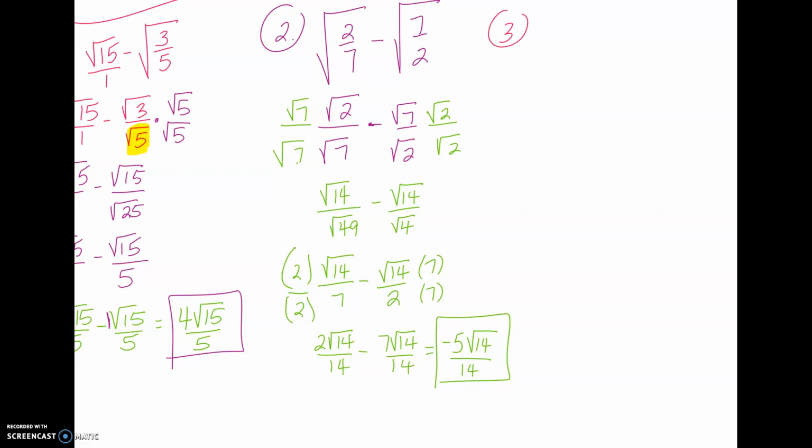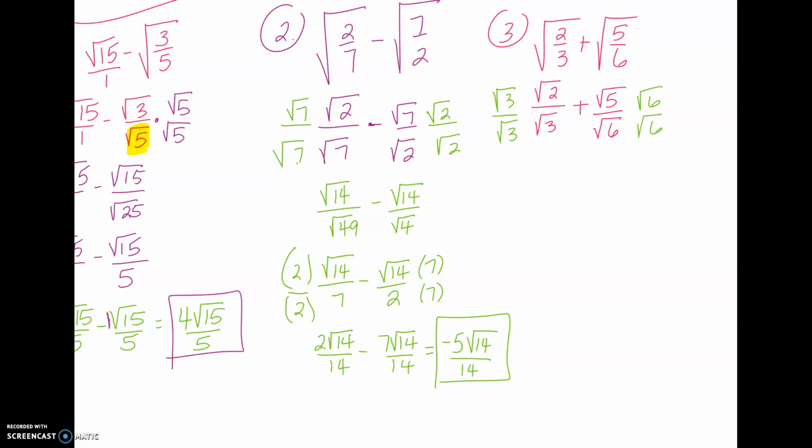Number 3, let's do another one. The square root of 2/3 plus the square root of 5/6. I'm going to separate them so I get the square root of 2 over the square root of 3 plus the square root of 5 over the square root of 6. Nothing I have there has perfect square factors, so I'll go ahead and multiply this first radical by square root of 3 over square root of 3, and the second by the square root of 6 over the square root of 6. I can multiply these.